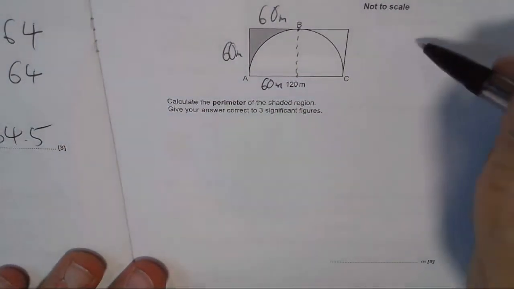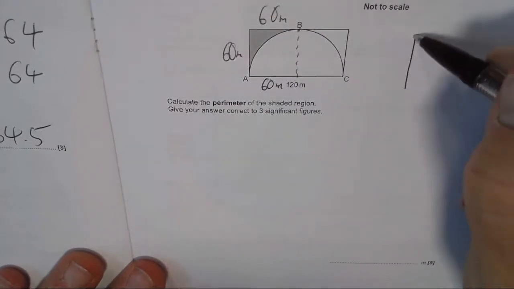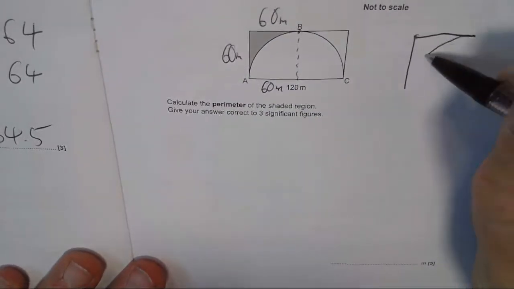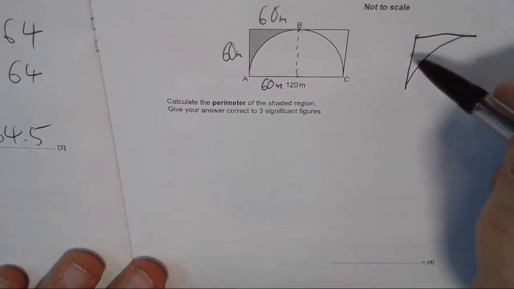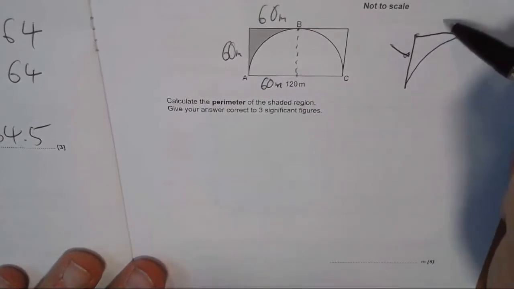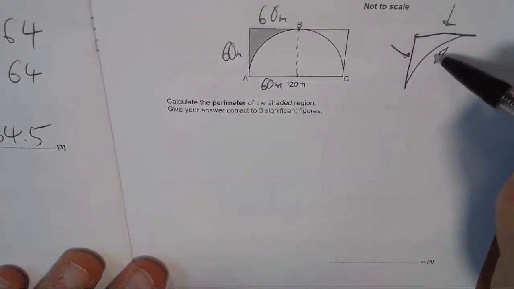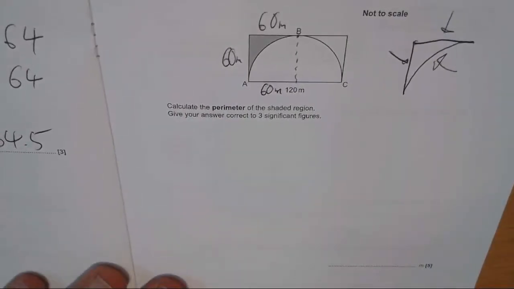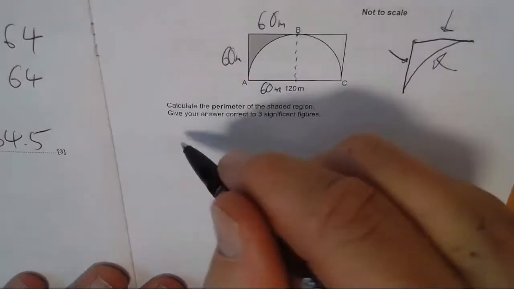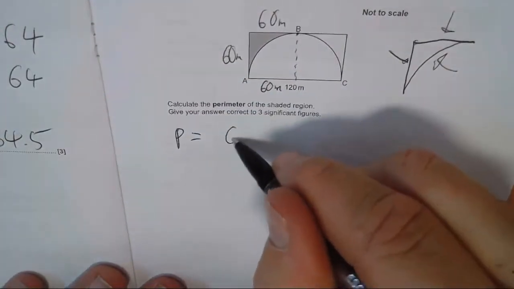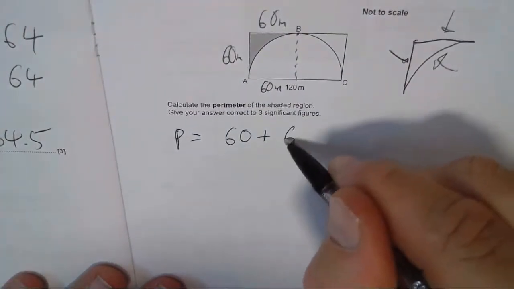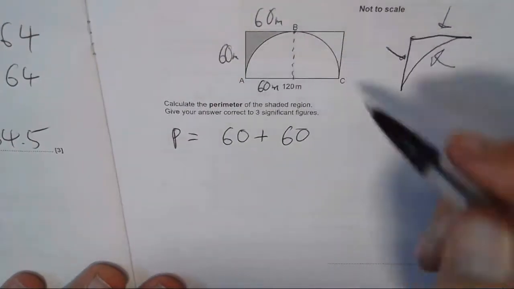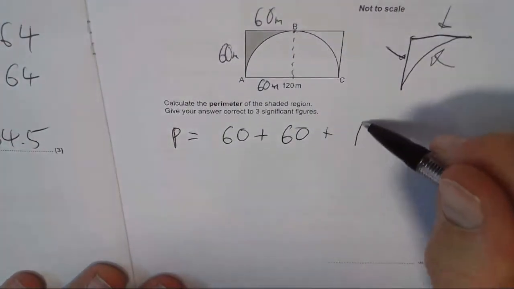So the perimeter of this region, well, let's be clear, perimeter is around the shape. So it's this plus that. That's the perimeter, those 3 lengths put together. So my perimeter is 60 plus 60, that's these 2 parts, plus this curved bit.